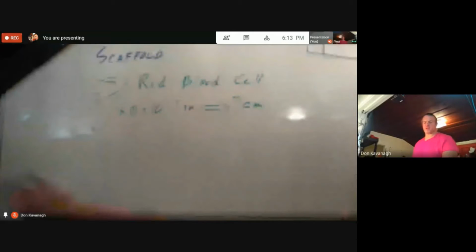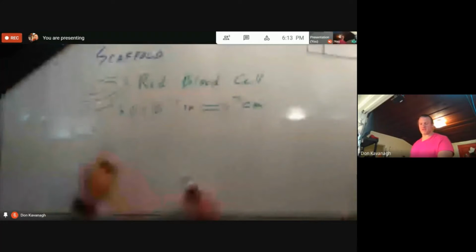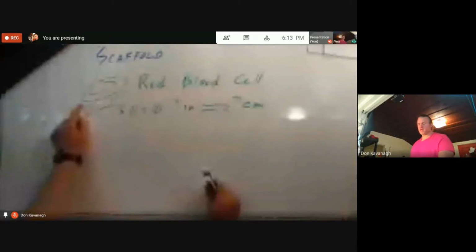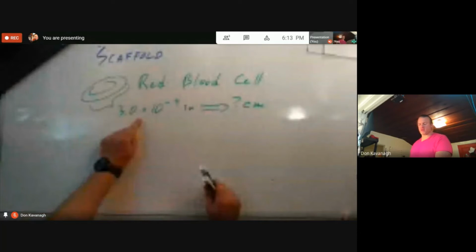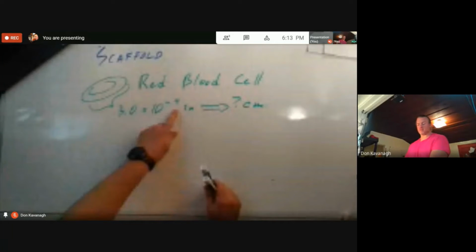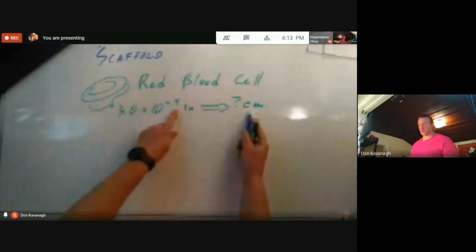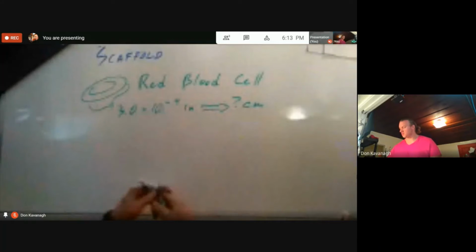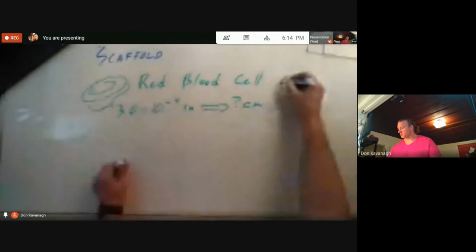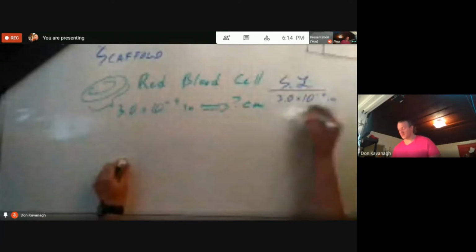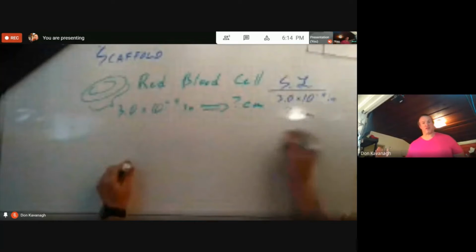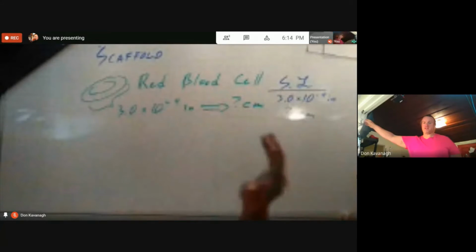This is supposed to be a picture of a red blood cell, a little cartoon image here. Red blood cells have a diameter on average of about 3.0 times 10 to the negative 4 inches. Let's convert that into centimeters. Let's start out with our shopping list. As I use items in the shopping list, I'm going to cross them out.